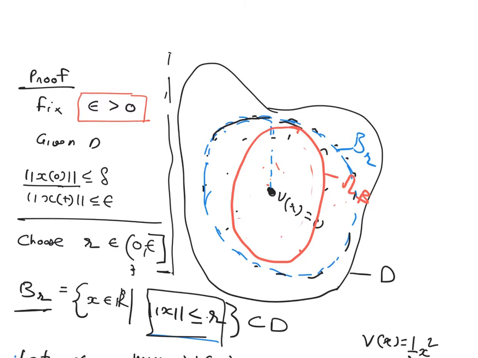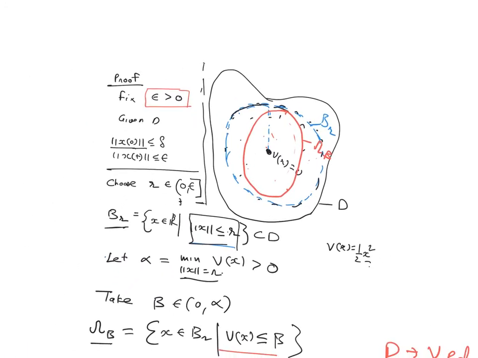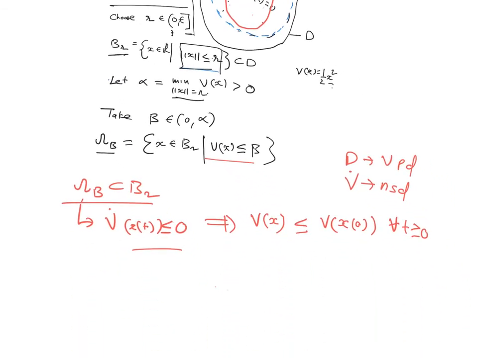Okay, clear? So now let's go back to our proof. And these energy sets, omega beta, is a compact set. There is a definition I can give you of a compact set. I think it is given somewhere in the notes. Okay, omega is a compact set.